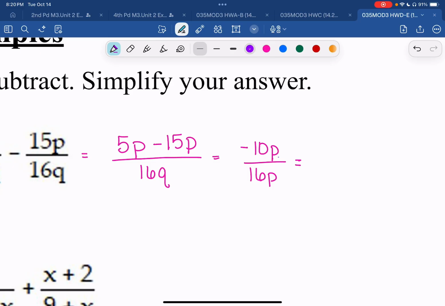Those p's, you know what? That's not a p in the denominator. I accidentally wrote p. That should be a q. I apologize. P's and q's are difficult when they're in the same problem. I can, though, simplify the negative 10 and the 16. I can take a 2 out of both of those. So that would become a negative 5, and that would become 8. So the final answer would be negative 5p over 8q.